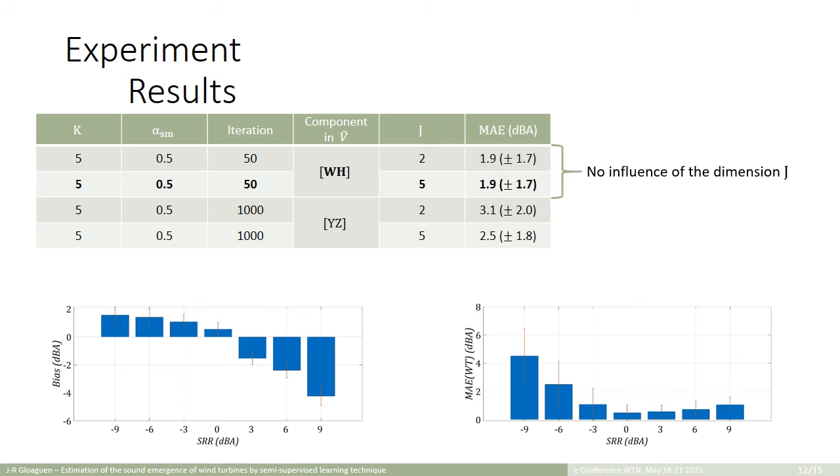With YZ, the dimension J has a higher influence. Naturally, a higher J makes the estimation of the emergence better because there is more basis to describe the sound source. But with the limited number of dimension J, the residual noise is less well estimated as the residual noise is deduced from the estimated wind turbine noise and the ambient noise. We get a better estimation of the global residual noise and then we get a better emergence.